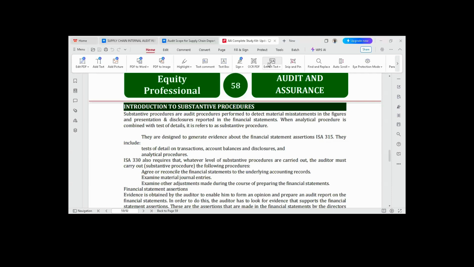So that is what we mean by the substantive procedure. That is the combination of what? The combination of test of detailed transaction and analytical review procedures.